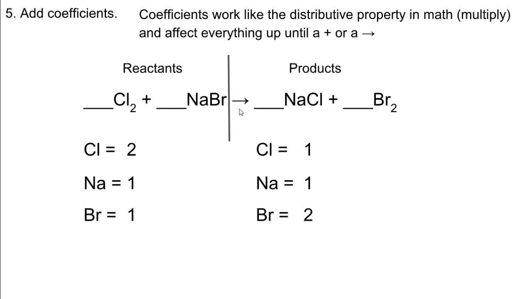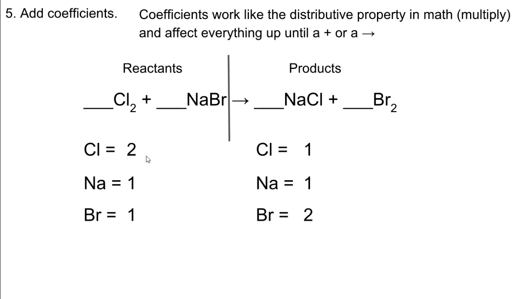Okay? Now, our coefficients, in order to make the number of atoms equal, you must add a coefficient. And a coefficient is going to be a whole number in front of a compound, which represents the number of molecules in the chemical formula. That's why we have these lines here in case we need to add coefficients.